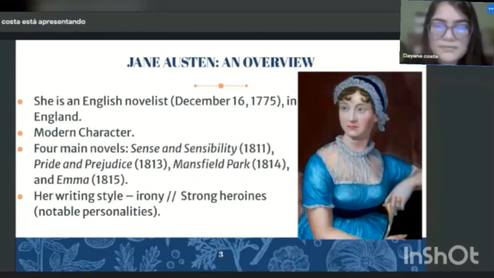Her main characteristic in her writing style is the use of irony. She uses a lot of irony in her narratives and in her characters' discourse. And she is considered to have created strong heroines, that is, women who have notable personalities, like Elizabeth Bennet.